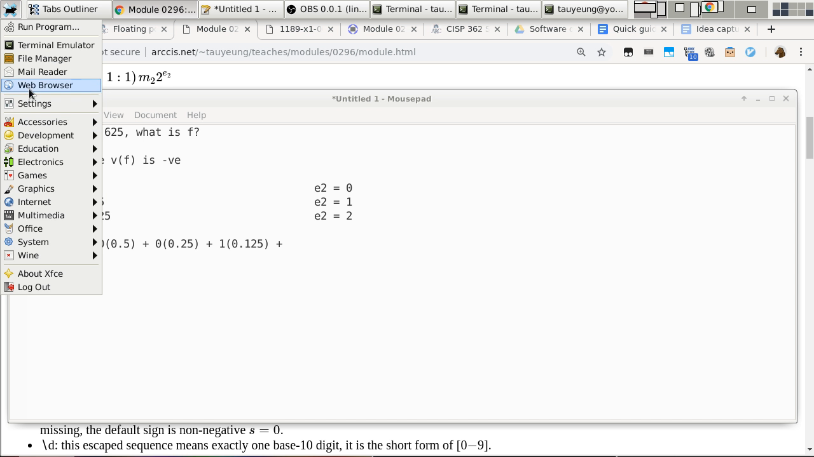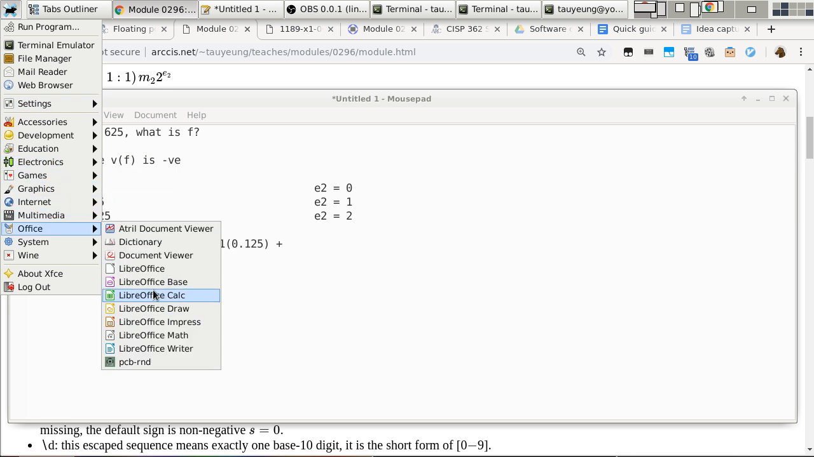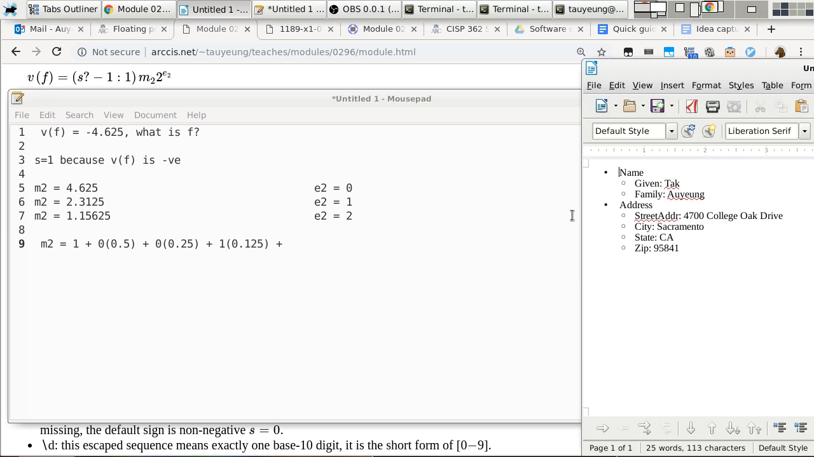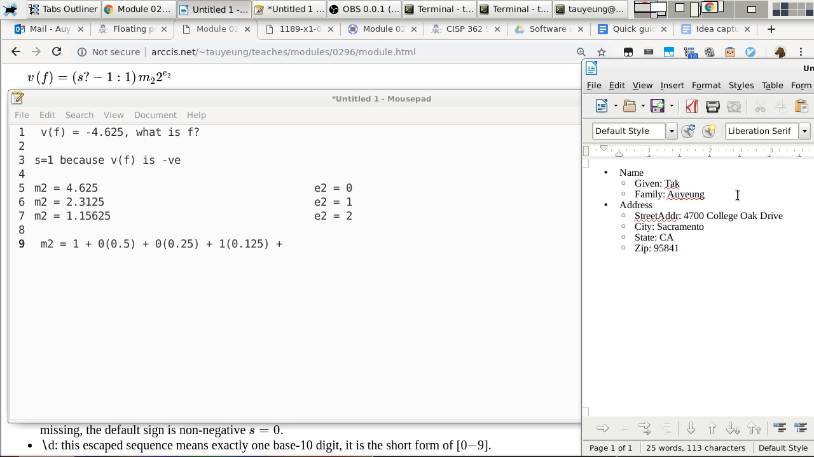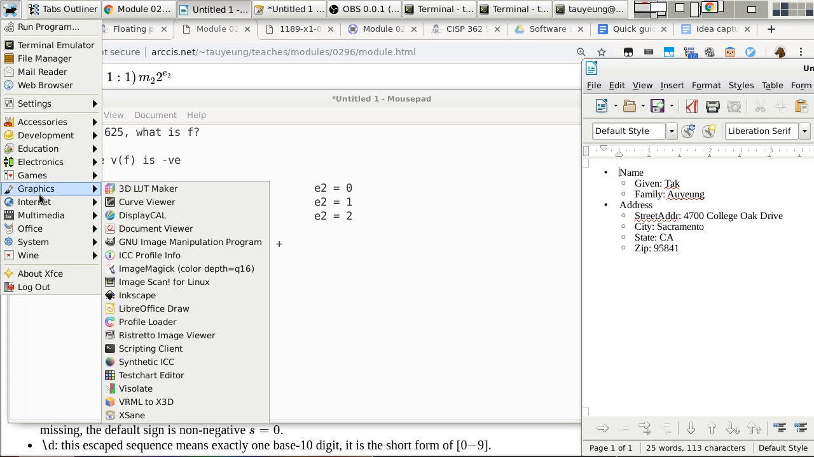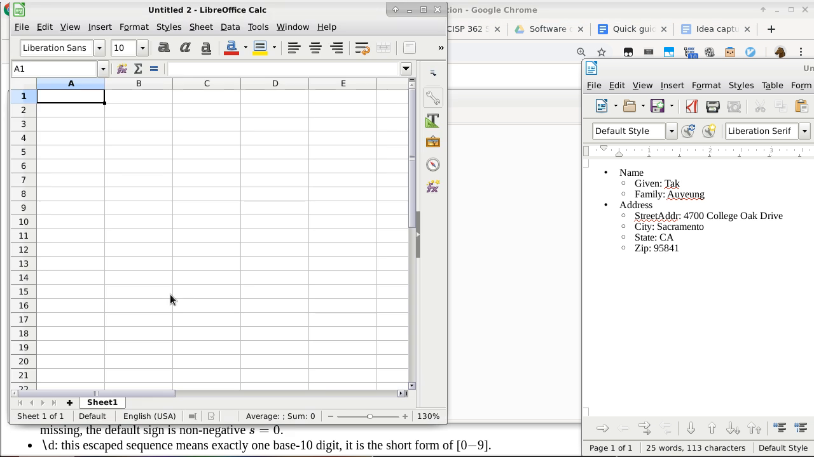I'm going to cheat by using a spreadsheet. Oh, that's not a spreadsheet. That's my writer. That's actually for my other class. I need a spreadsheet. Okay. Calc. There we go.